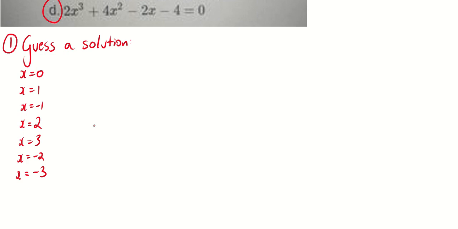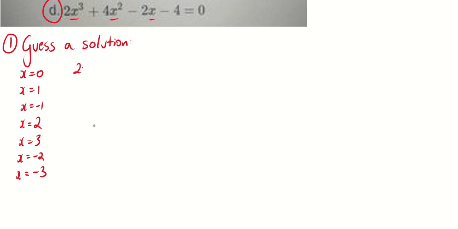Our first step is actually to find one solution just by guessing. So usually the solution is between -3 and 3, so you really just have to try all those values to see if you can find a solution. I do them in this particular order because it's easy to substitute in 0, 1 and -1 and then try the bigger positive numbers first. So I'm just going to put 0 in all of these spots and see what happens.